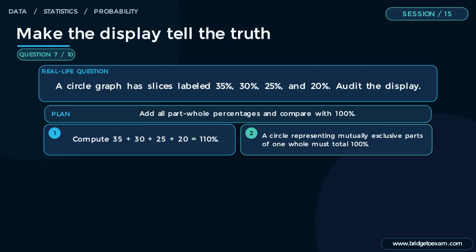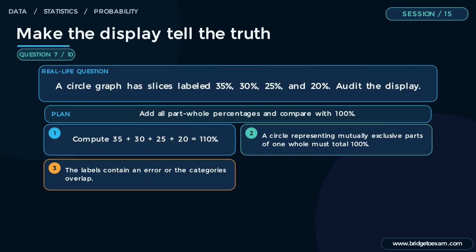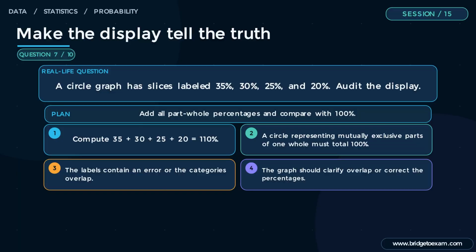Step 2. A circle representing mutually exclusive parts of one whole must total 100%. Step 3. The labels contain an error or the categories overlap. Step 4. The graph should clarify overlap or correct the percentages.